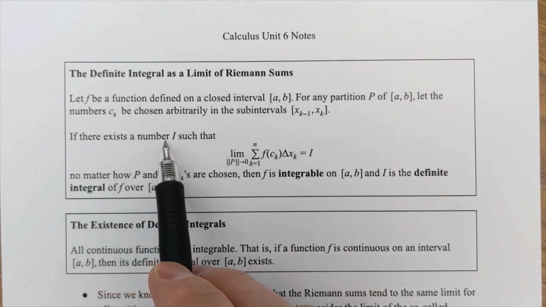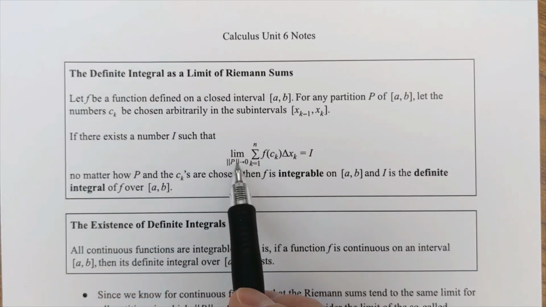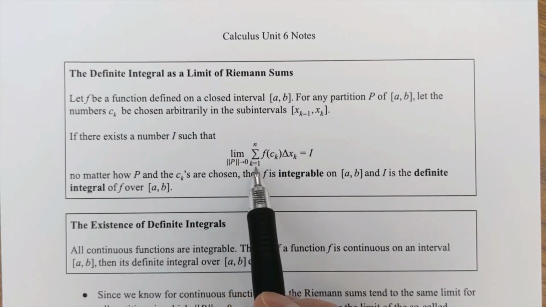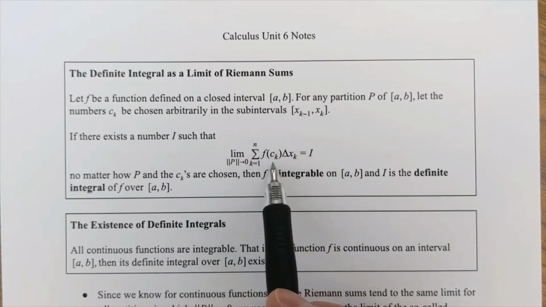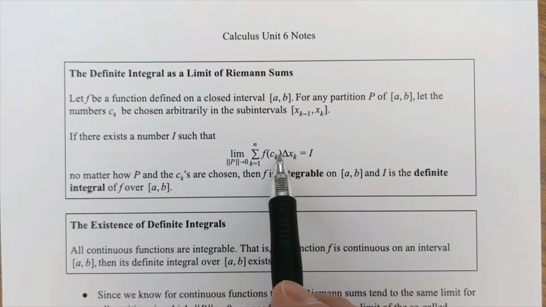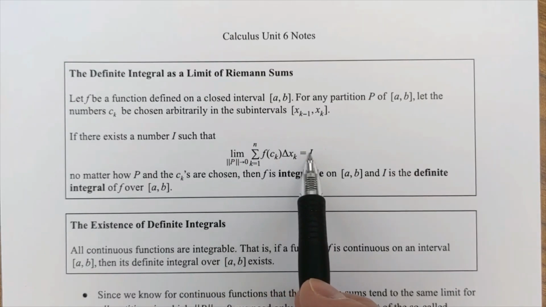If there exists such a number I, such that, remember, this is the width of the subintervals, so if the widths tend to 0, starting with the first subinterval up to the last one, height times width, so that's the area of the rectangle, the sum will equal some value I.